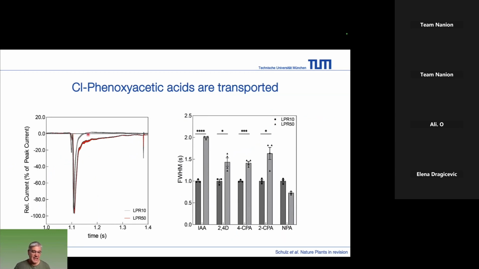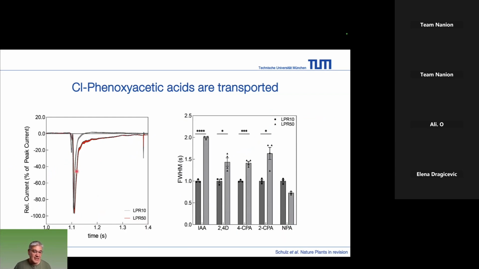What you can see here, this here in gray is at an LPR of 10. And what you can then appreciate when we here use the LPR, and now we used relative currents to get them on the same scale, and also here to show that what changes here is the full width half maximum constant.